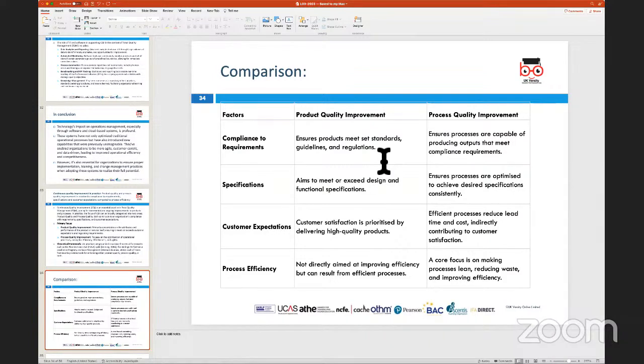So there would be differences in process and product quality, and they would have different workings as far as the operation side of things is concerned. Is this bit clear?